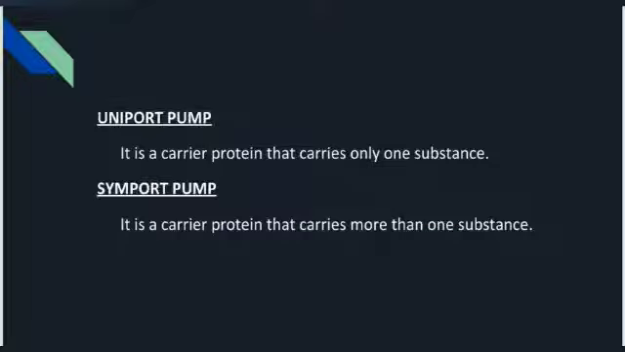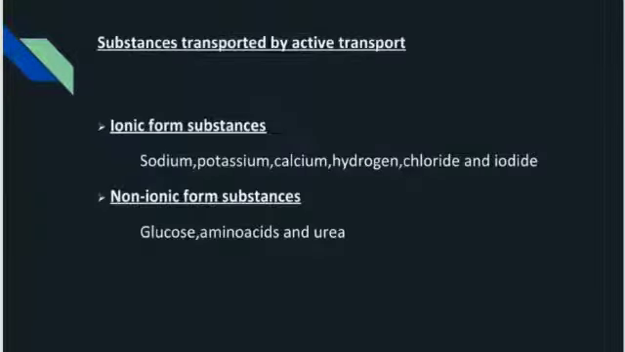Uniport pump is a carrier protein that carries only one substance. Symport pump is a carrier protein that carries more than one substance. Substances transported by active transport. Ionic form substances: sodium, potassium, calcium, hydrogen, chloride, and iodide. Non-ionic form substances: glucose, amino acids, and urea.